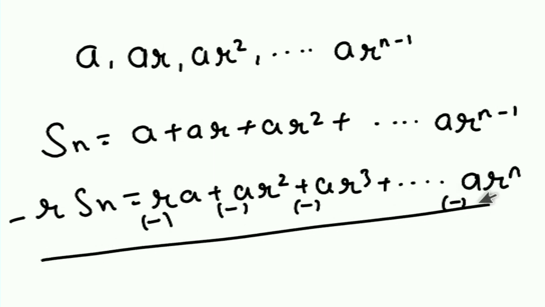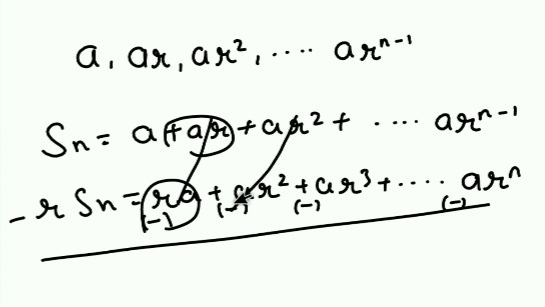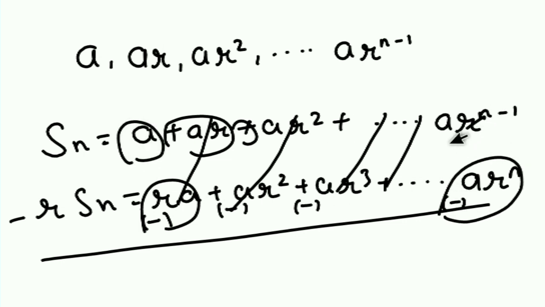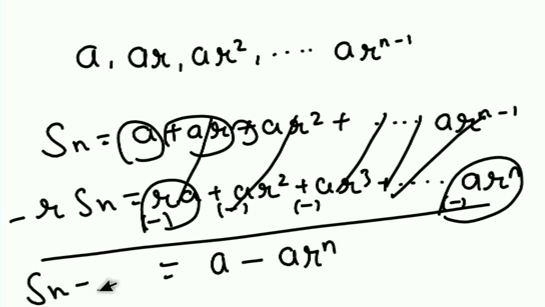Then let's solve it. You can see that here you have plus AR and here you have minus AR, so this will get cancelled. Similarly, this AR square and AR square will get cancelled since the sign is plus and minus here. In the same way, all the terms will get cancelled, and the terms that you will be left with will be this A and this AR raised to n. So you can write here A minus AR raised to n, and you are having here Sn minus R into Sn.